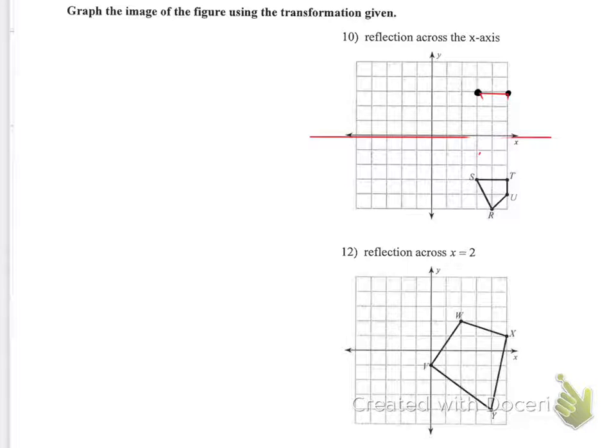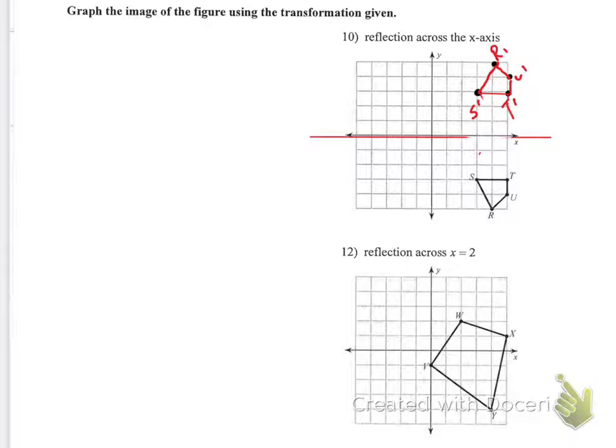So U is 1, 2, 3, 4 away. So what I would have to do is I have to go 4 up, so it'd be higher up. So 1, 2, 3, 4. And then R is 1, 2, 3, 4, 5 away. So that would be just this right there. And then from there I could connect my points so it would look like that. But just make sure that you are then labeling it as well. So T prime, U prime, and R prime.